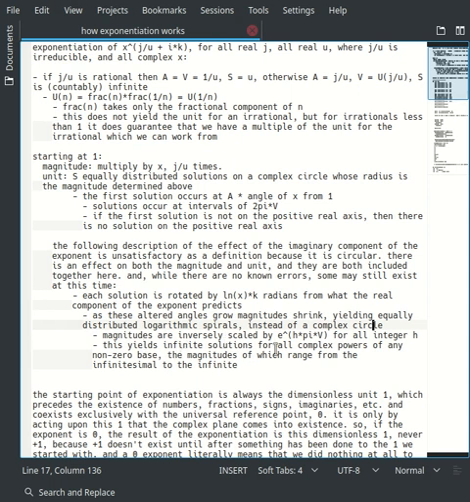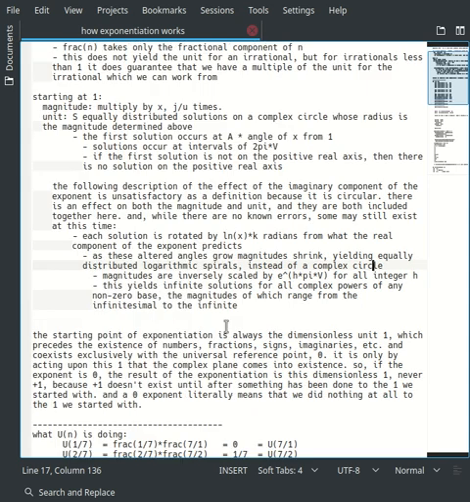Magnitudes are inversely scaled by this factor for all integer h, and that yields infinite solutions of all complex powers for any non-zero base, the magnitudes of which range from the infinitesimal to the infinite. So that is not a proper definition, because you have exponentiation and logarithms in what I'm saying, so that makes it circular, because we're already requiring the ability to do that in order to explain how to do that. That doesn't work.